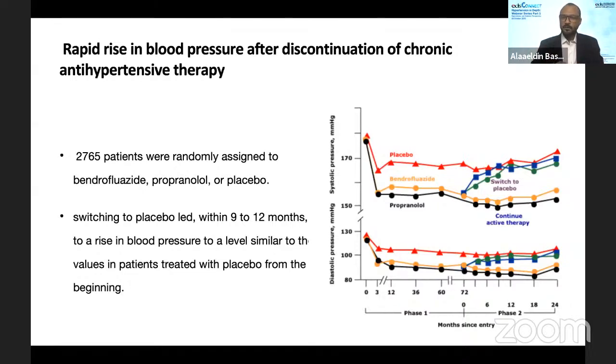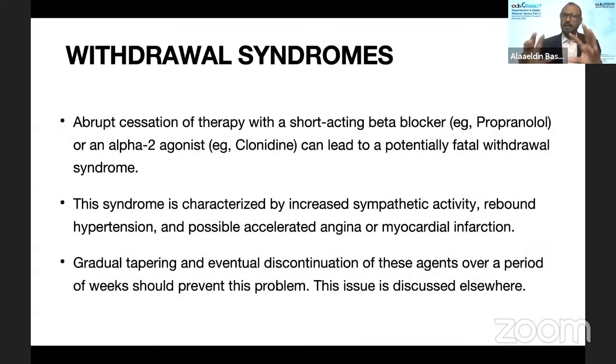This is a study of around 3,000 patients that looked at patients who were started on diuretics and beta blockers. Once they stopped the treatment, you can see at around 72 months there was a significant increase in the blood pressure back to the levels of placebo. So: increased cardiovascular risk, increased mortality, rebound hypertension. Not only that, they might develop what's called withdrawal syndrome, which usually happens in patients on beta blockers and alpha agonists like clonidine. It might result in increased sympathetic activity, hypertension, accelerated angina, and myocardial infarction. So if you have to stop, you have to taper it.